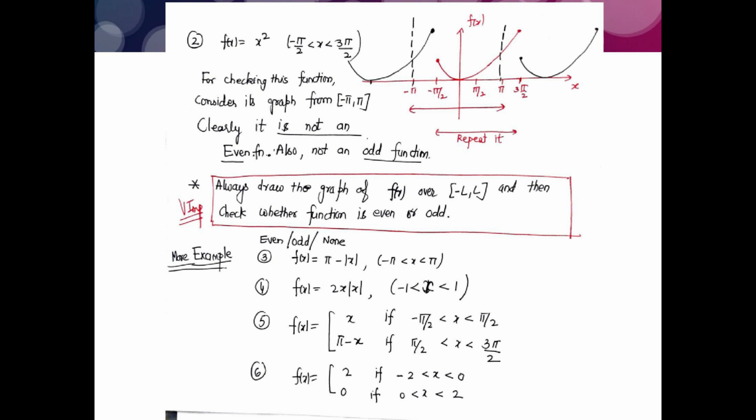Consider now a function f(x) which is x square, and now it is defined from minus pi by 2 to 3 pi by 2. Clearly its period is 2 pi. Now to check whether this function is even or odd, we just redraw this function, repeating it on the left side and right hand side. We have the graph like this, you can see in the picture. Now just see the graph of the function from minus pi to pi. The length of this period is 2 pi, and if we look at this graph, we can clearly see that this function is neither even nor odd.